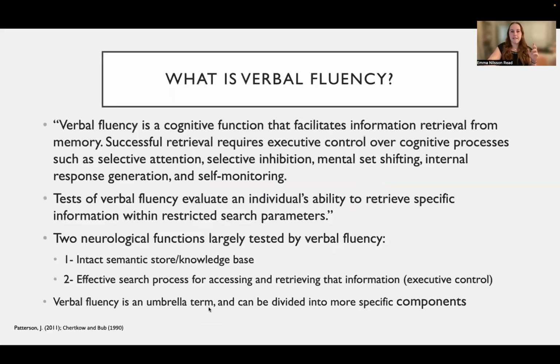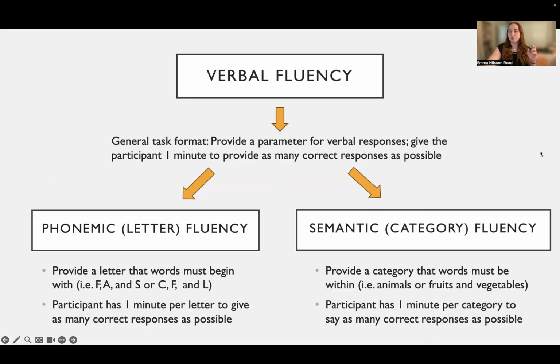Like we said here, the two components that verbal fluency is generally divided into are phonemic or letter fluency and semantic or category fluency. Both of these two types of tasks are going to have the same general task format, just with different search parameters. So in phonemic or letter fluency, the parameter that you're going to be providing is a letter that the words must begin with. So you'll tell the participant, for example, you're going to have 1 minute to respond. Tell me as many words as you can that begin with the letter F. Go. And then the participant has 1 minute per letter to give as many correct responses as possible.